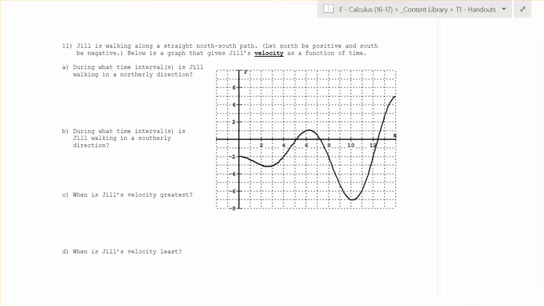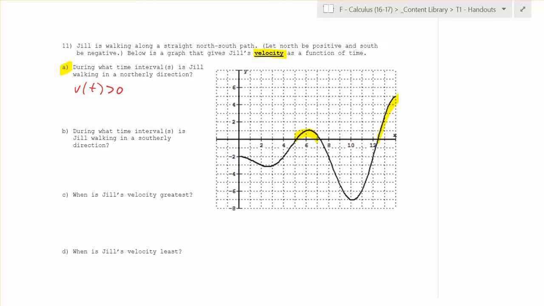Well, what type of graph is this? This is a velocity graph, correct? So during what time interval is Jill walking in a northerly direction? Northerly direction means that the velocity is what? So that's when v of t is greater than 0. So when is it greater than 0? The velocity is greater than 0 in two places.